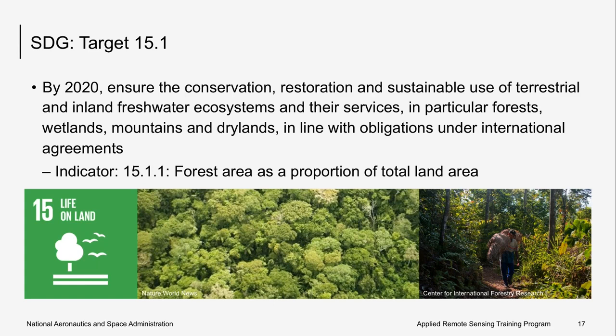According to the Food and Agriculture Organization, a forest is defined as land spanning more than 0.5 hectares with trees higher than 5 meters and a canopy cover of more than 10%, or trees able to reach these thresholds in situ. It does not include land that's predominantly under agricultural or urban use. Total land area is the total surface area of a country less the area covered by inland waters like major rivers and lakes.